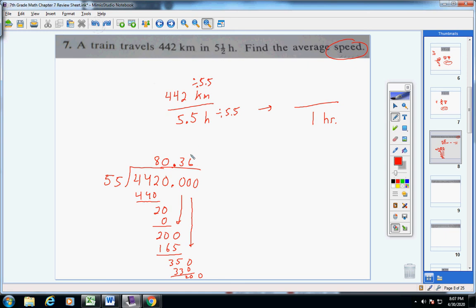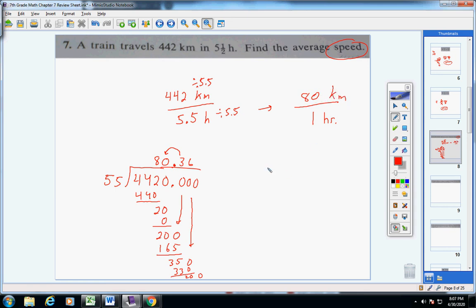So you can write your answer like this. I have no problem with that. Okay, that's fine. Or you could round. You could say, okay, this 6 means make the 3 a 4, so you could put 80.4. I have no problem with that. Or you could look at the 3 right here and say, okay, that 3 tells me to leave the 0 alone, so it's 80. I really don't care, okay? Any of those answers are fine, but you would word it like this.